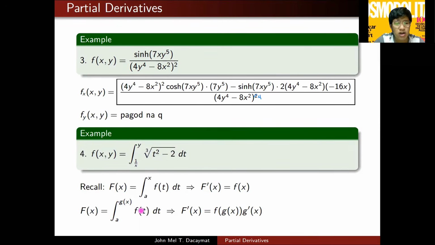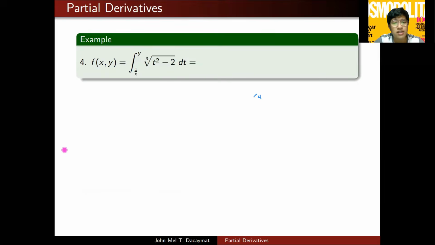Parang ganito lang siya, no? Kasi, yung iba namang variable, ituturing mo lang. Although may y at may x, yung isa naman sa kanila, ituturing mo lang na constant when you're getting the partial derivative. So, parang, babalik ka lang sa ganitong itsura. Itong A na to sa ating definition is any constant. This definition will still hold. Okay? So, gawin natin.